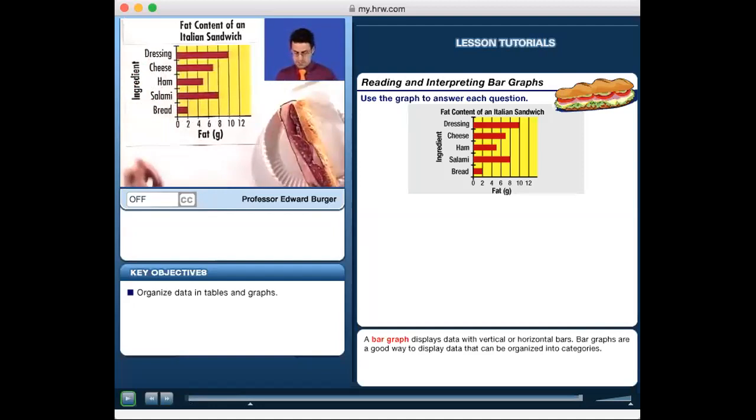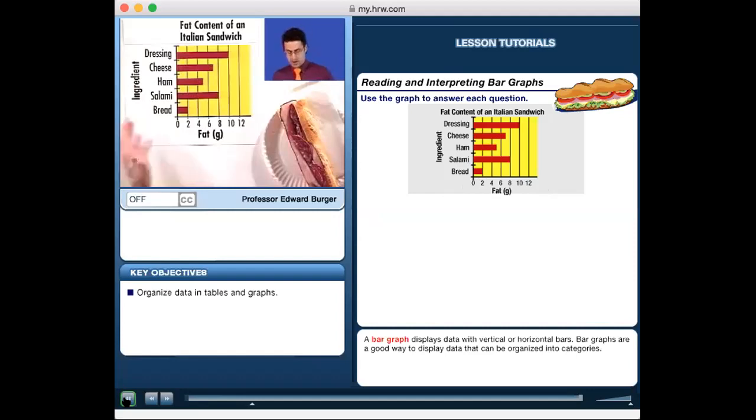Okay, the bar graph here shows the fat content of an Italian sandwich. Each content of the sandwich here contains fat. So they are representing here vertically the bread, the salami, the ham, the cheese, the dressing. Each ingredient has fat. And on the horizontal scale down, you will find 0, 2, 4, 6, 8, 10, and 12. So each fat of the ingredients will show how many on the horizontal scale.